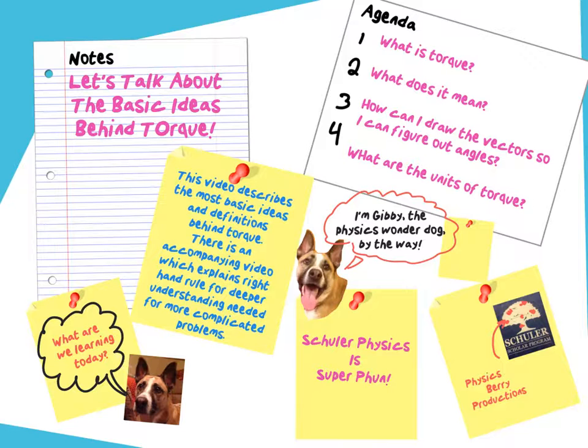AP, you're going to have to decide based on what your teacher does and what problems. AP Physics C, you would definitely benefit from the right-hand rule video. So we're just going to talk about what is torque, what does it mean, how can you draw vectors so you can figure out the angles for torque, and talk about the units for torque.